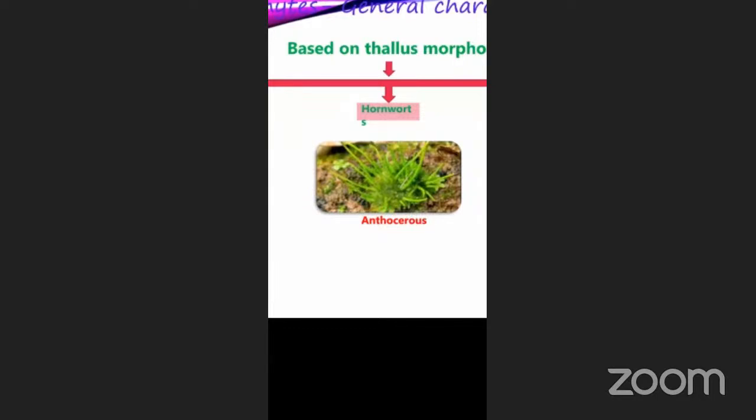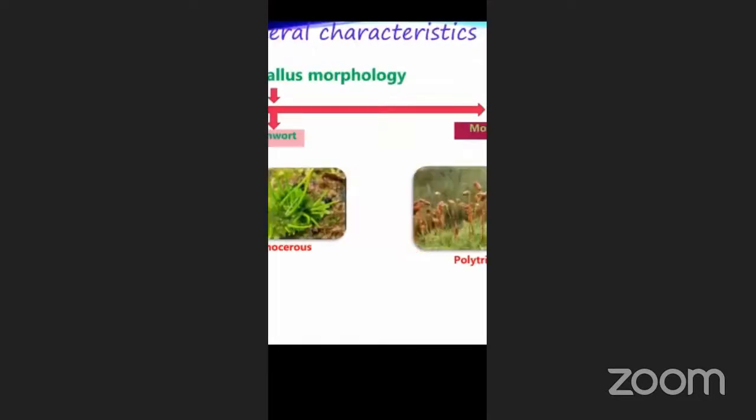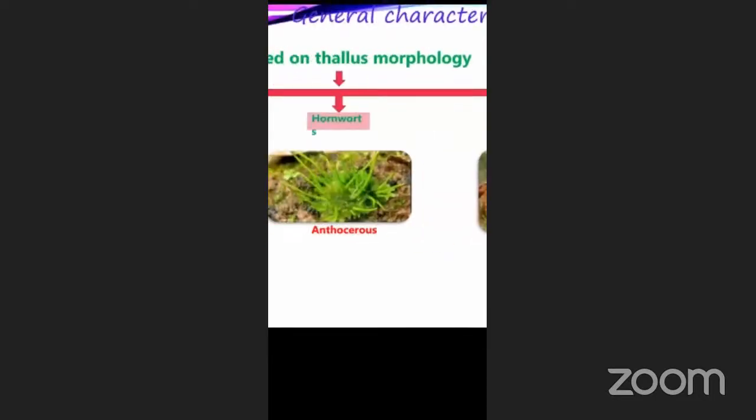continuously grows. Why do you call it continuously growing? Because the Anthoceratopsida sporophyte has intercalary meristematic tissue. Instead of the seta, a meristematic zone is present. What is the function of the meristematic zone? It shows continuous growth, sir. Yes, the meristematic cells continuously undergo divisions. Yes, very good. Thank you, Andy.